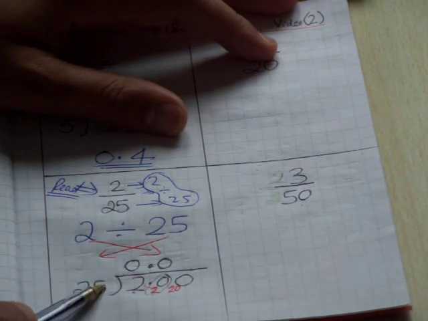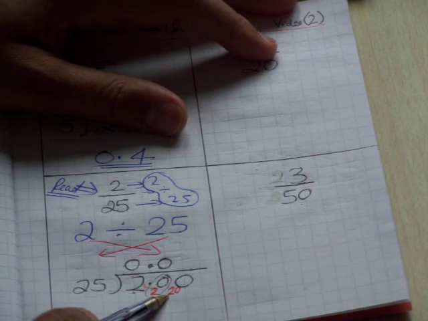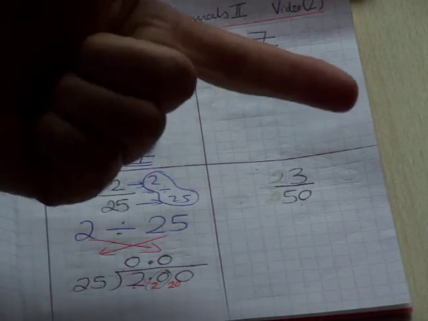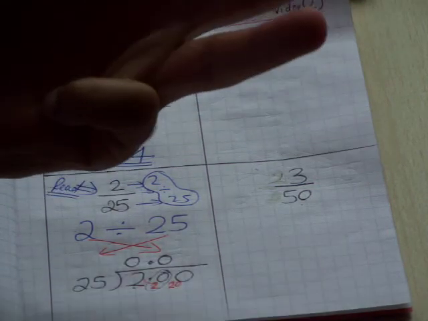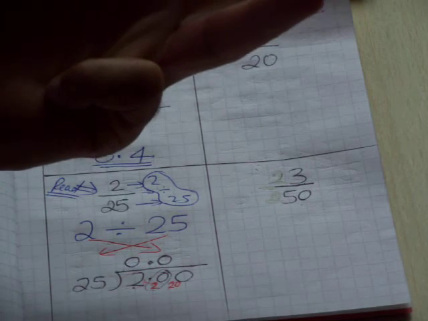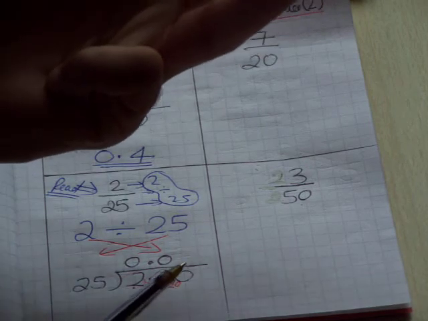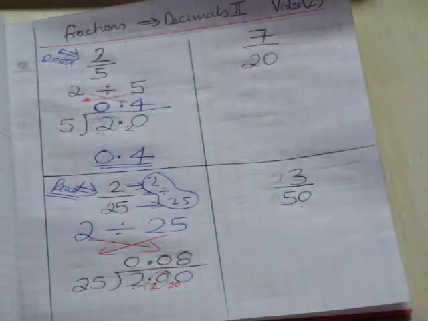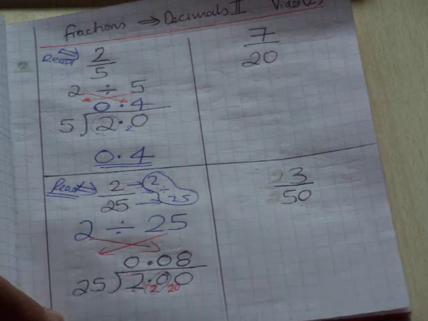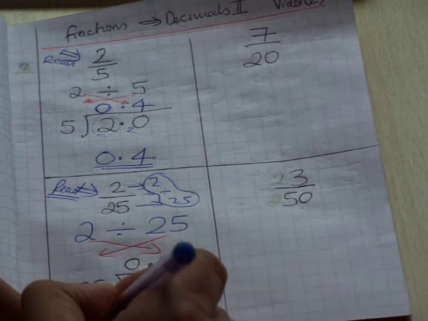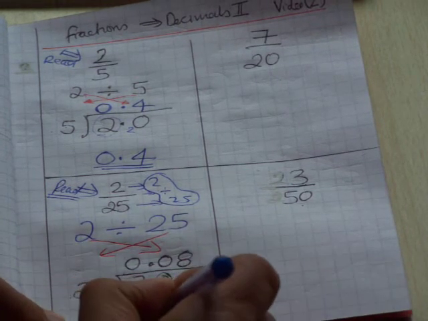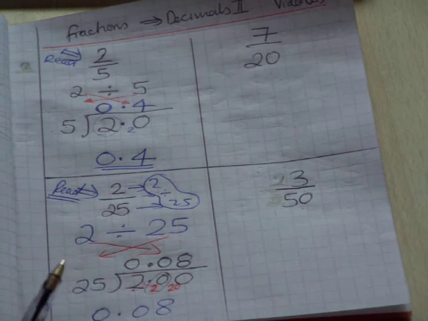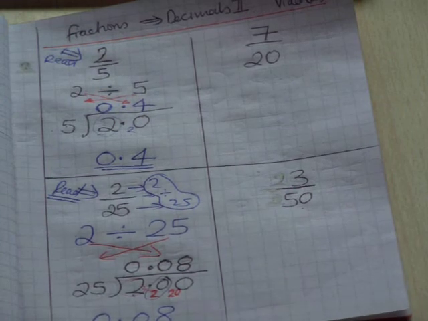So how many 25s will go into 200? Now we're thinking of the 25 times table. 25, 50, 75, 100. So how many 25s can you fit into 100? 4. So how many into 200? 8. And we're done. So if we have 2 over 25, that is equivalent to 0.08.